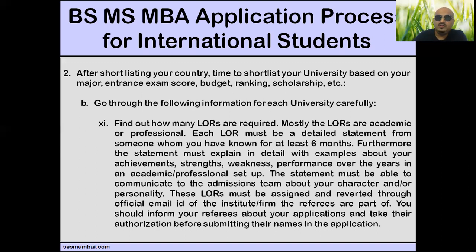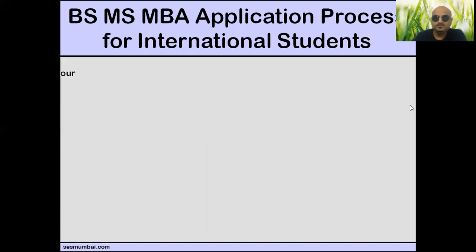You should inform your referees about your applications and take their authorization before submitting their names in the application. You can't just randomly select one faculty and put his email ID just because you have it. You got to speak with that person, and he or she should accept that they're going to write about you. So make sure you choose your referees carefully, because it could be a make or break situation for your admission. This is one of the major criteria.